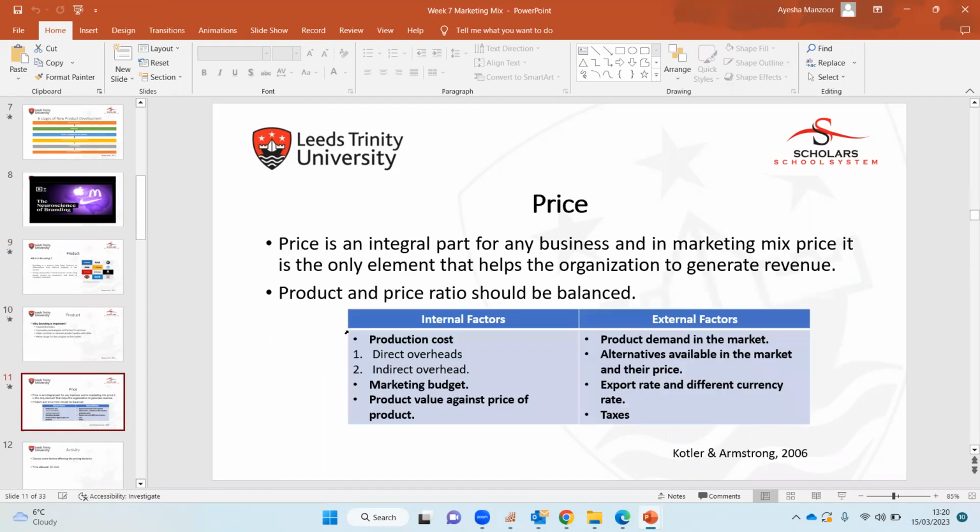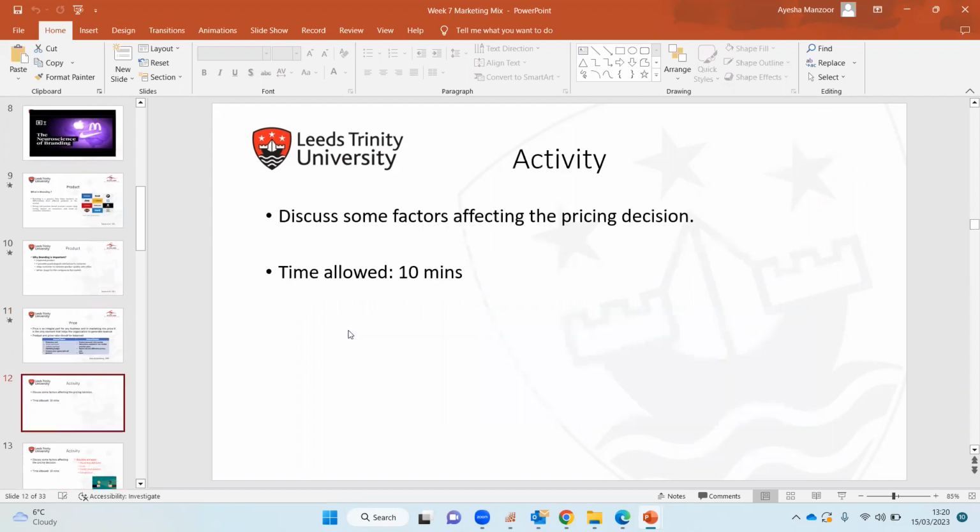And then we discussed price: the internal factors and the external factors that could affect the price. For example, internal factors are direct overheads, indirect overheads, the marketing budget, product value against the price of products, and product demand in the market. External factors are alternatives available in the market at their prices, export rate, difference of currencies, and taxes. So these are the internal and external factors that could affect the pricing of the product.